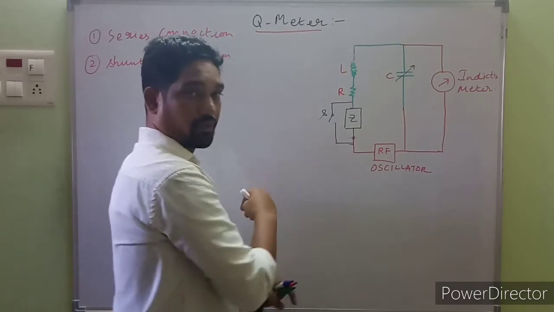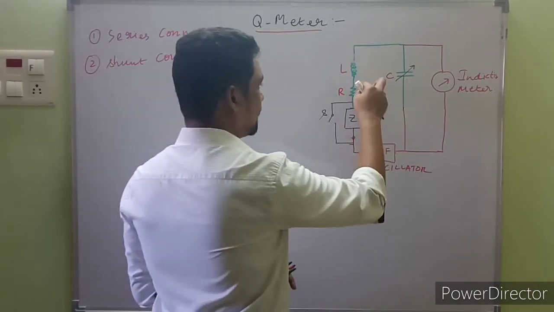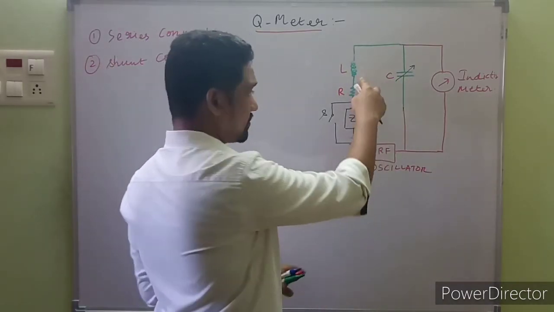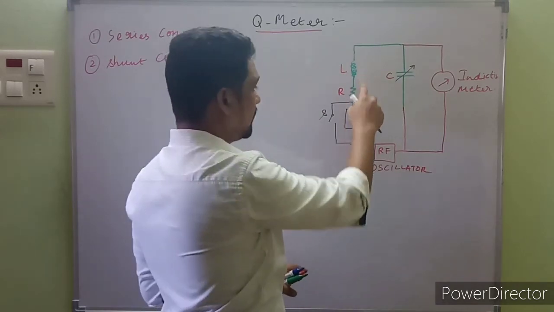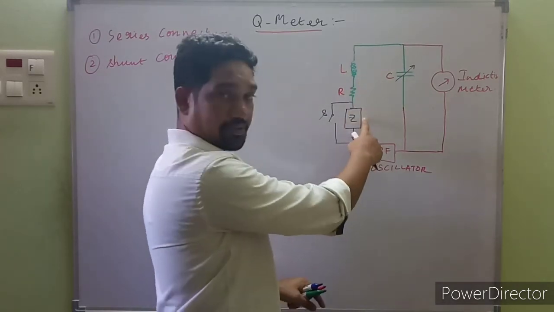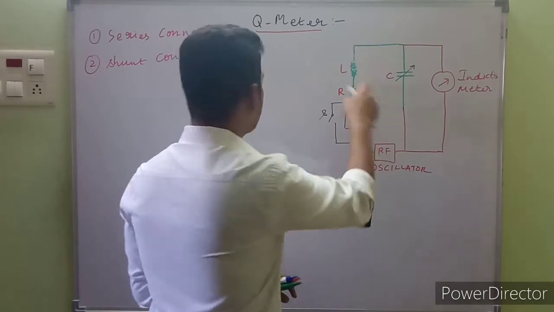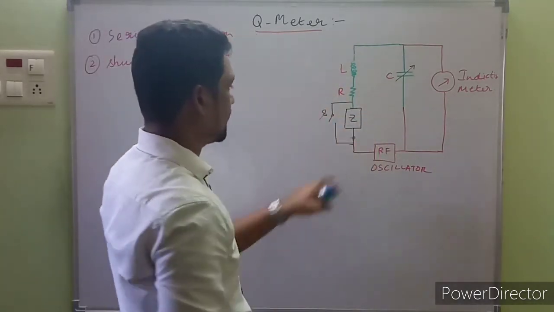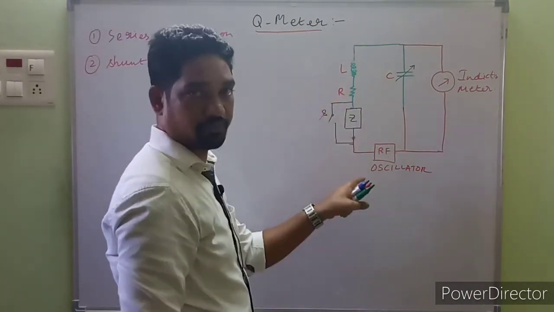Let me explain what is happening. It's a capacitor, and these two are in series. The working coil, this is known as a working coil, and the impedance whose quality factor is to be measured are in series, and so this connection is known as a series connection, right?